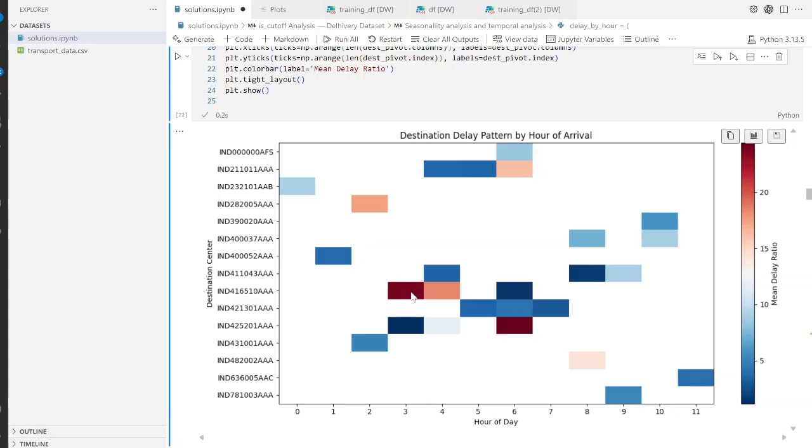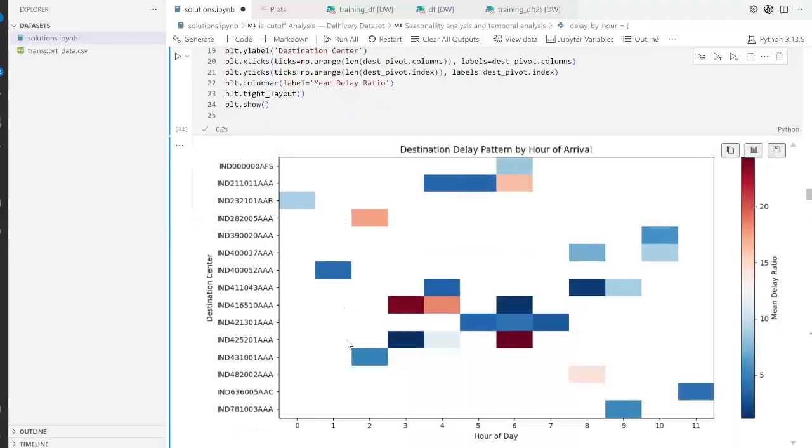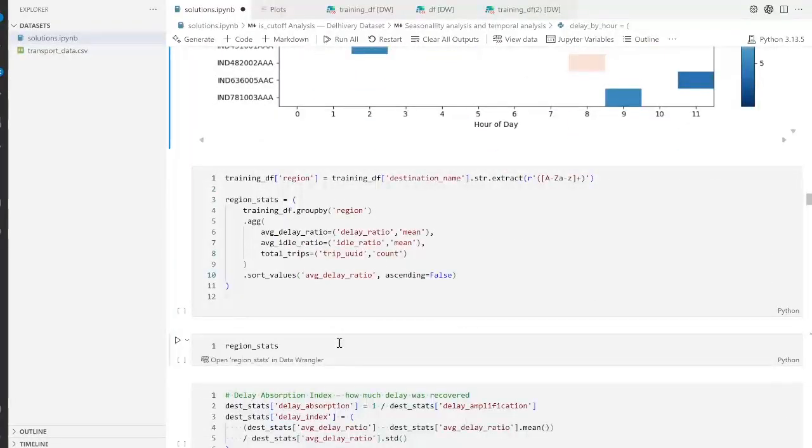Why at 3 a.m., right, we are experiencing more delay. Is the congestion more? Are there fewer people to help fulfill the order? What could be the reason? So this was about the time of the day analysis.